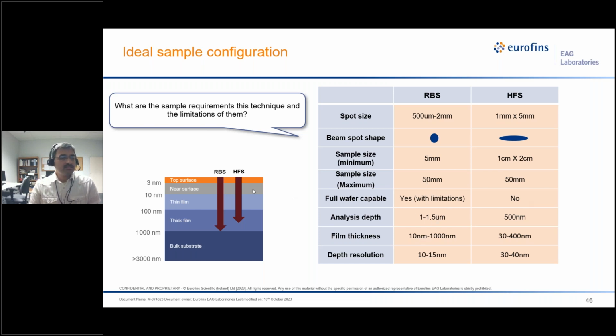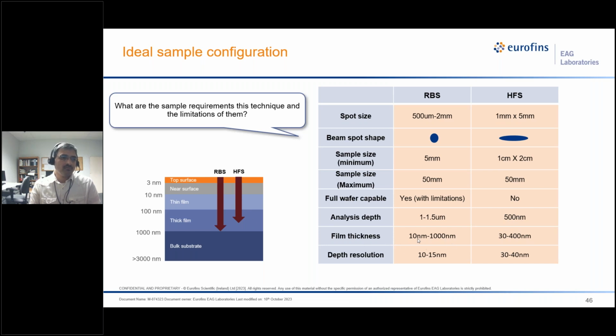Regarding the analysis depth, the beam loses energy quickly as it goes through the material. For RBS, the maximum analysis depth we typically suggest is 1 micron. We can stretch up to 1.5 micron, but for hydrogen, the hydrogen beam enters the material at grazing incidence, so the beam loses energy much more quickly than RBS. So the maximum analysis depth is capped at 500 nanometers.